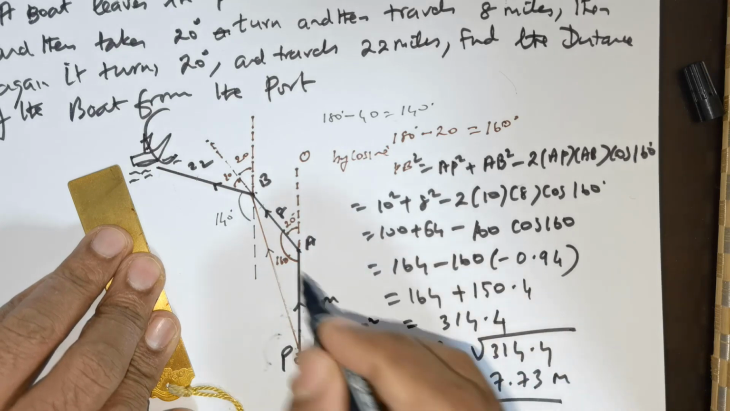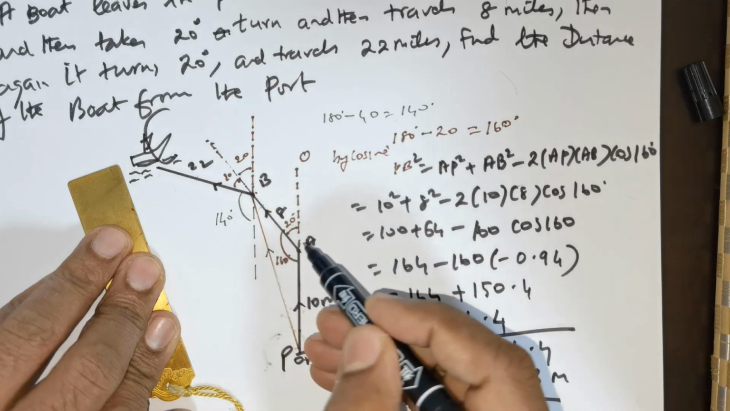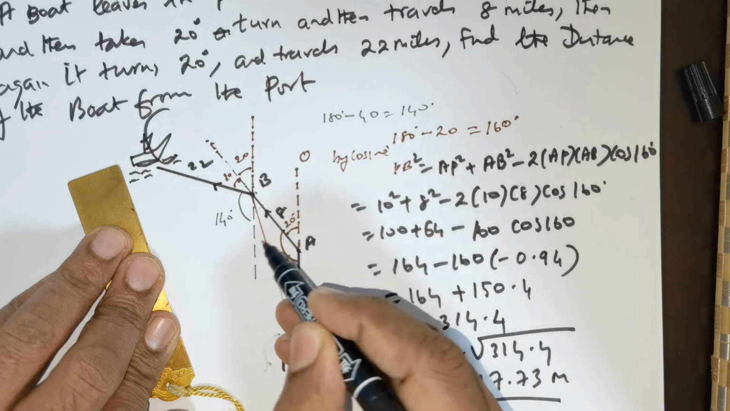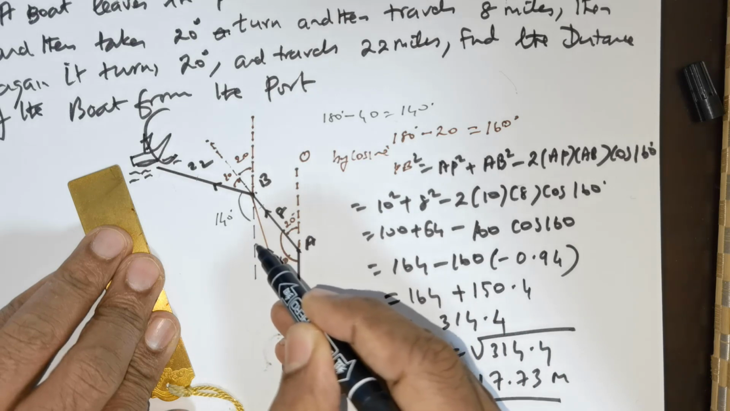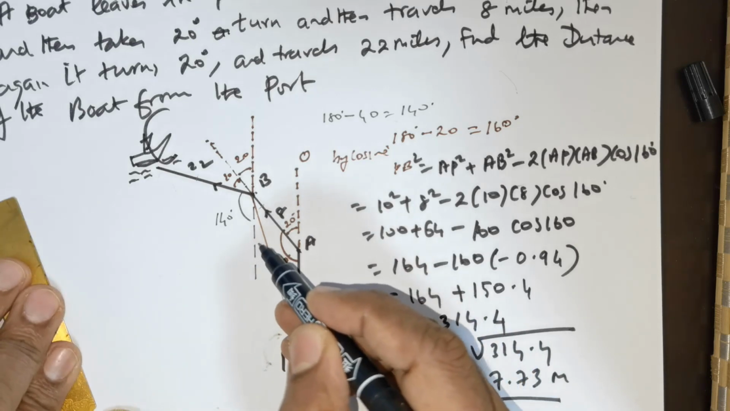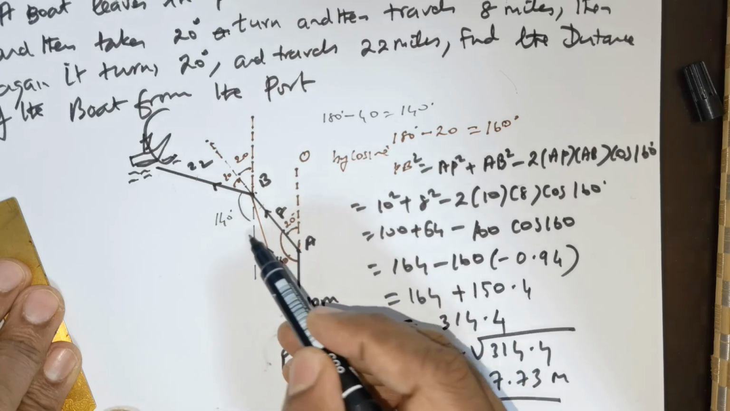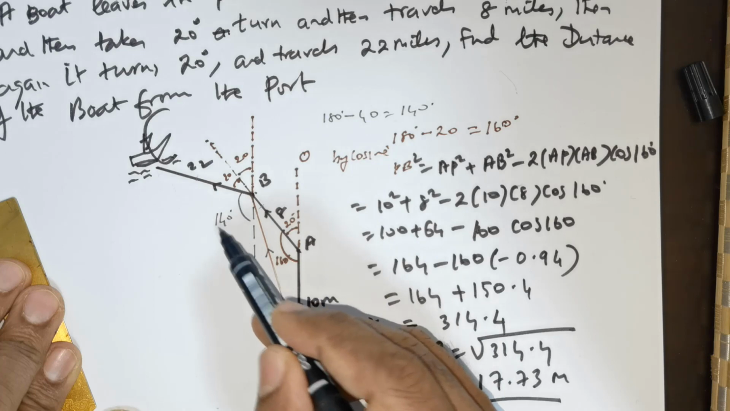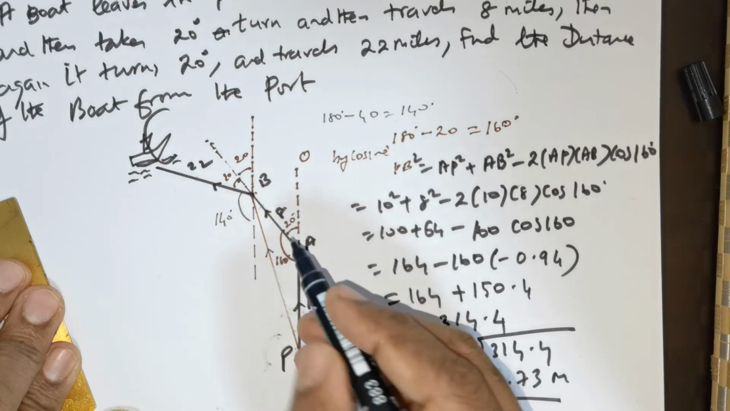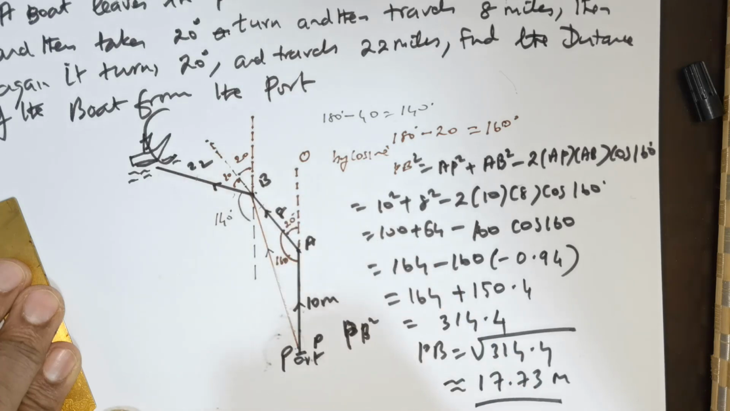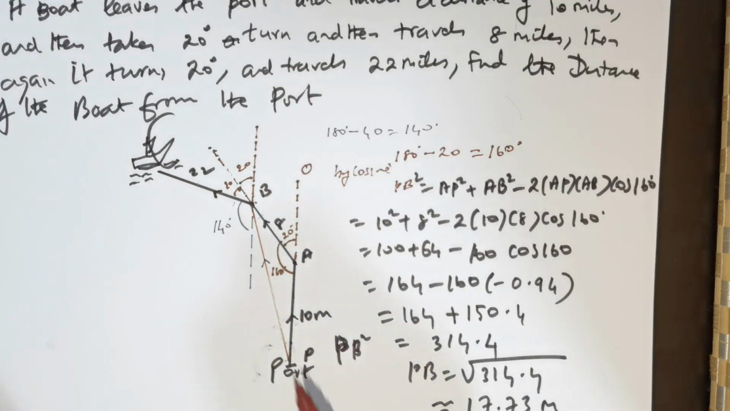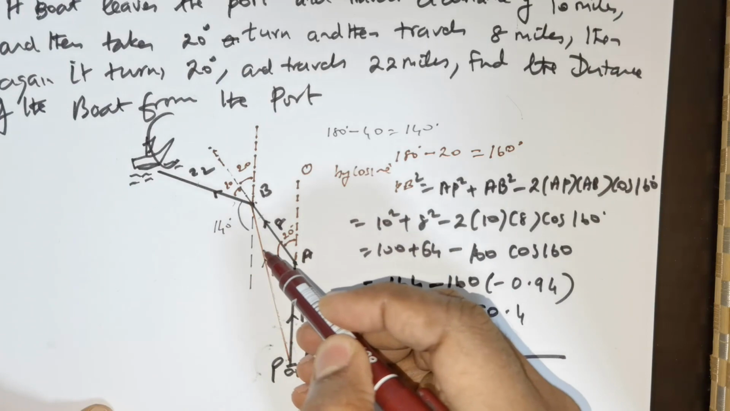So for that, I will have to know what this angle is. This angle has to be got. How are we going to get this angle? Because once I get this angle, I can add this quantity to 140, and that would give me the entire angle. So we need to get that. How are we going to do that?